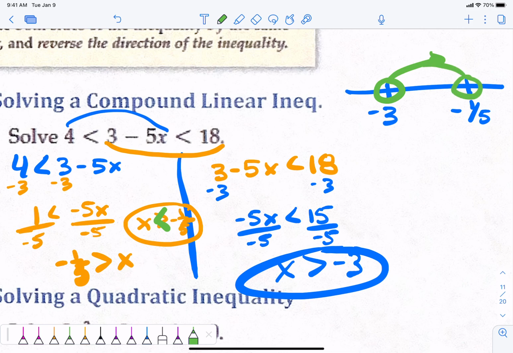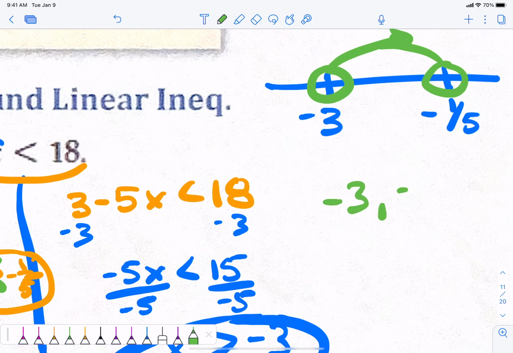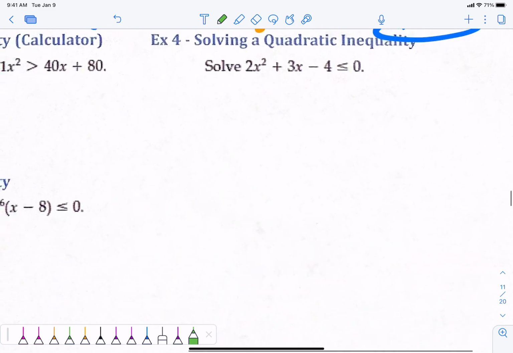So do we have one region joining together? Yeah. So I can do negative 3 comma negative 1/5, and I do parentheses around both, right? Yeah. Beautiful. Eventually we will get regions that go opposite directions. I'll show you what that looks like. You're going to have 2 sets of interval notation in one answer. Okay, we doing good so far?